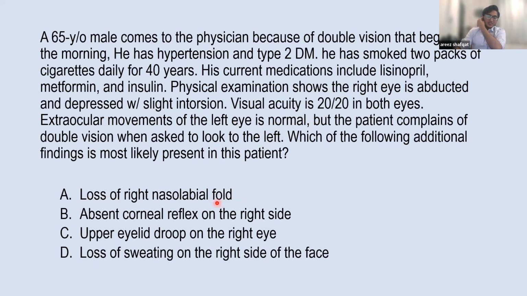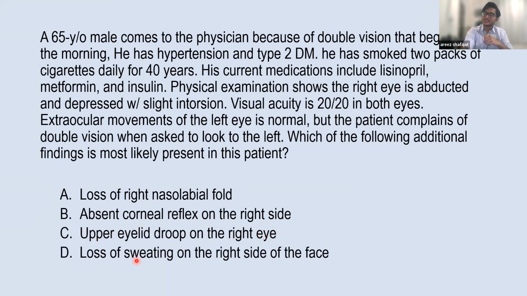Now, loss of the right nasolabial fold, that would be facial nerve palsy, peripheral or central. That doesn't really matter. Absent corneal reflex. The corneal reflex is basically when someone uses a cotton swab and brushes your eye and you blink. The sensation from the eye is carried by the ophthalmic nerve. The motor supply to the eye is by 3, 4, and 6, but the sensory supply is by the ophthalmic. The motor supply, which causes you to blink, is by facial. So this guy will have upper eyelid droop because the oculomotor nerve also supplies a muscle called levator palpebrae superioris. All right?